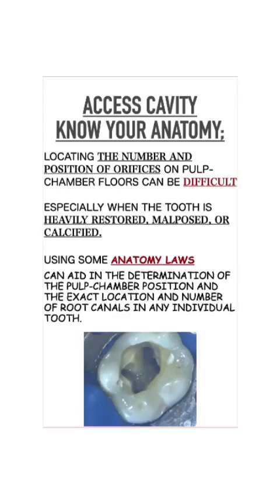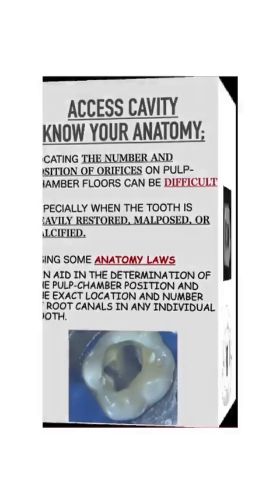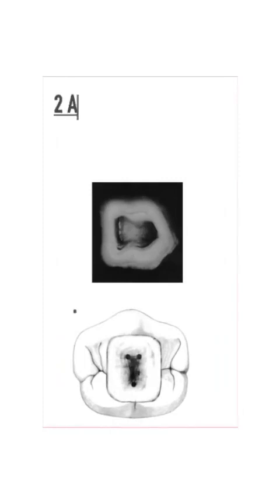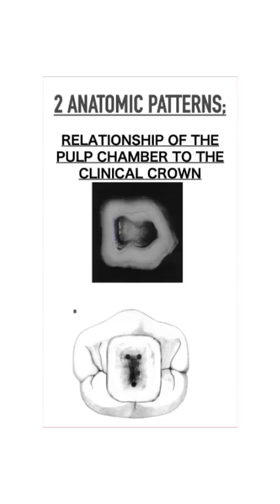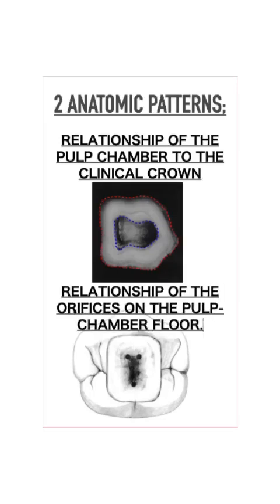So, today we are going to learn some anatomy laws just to guide you in locating the pulp chamber position and the exact location and number of root canals in any individual tooth. I'm going to talk about two distinct anatomic patterns. First of all, I'm going to start with the relationship of the pulp chamber to the clinical crown, and later I'm going to talk about the relationship of the orifices on the pulp chamber floor.